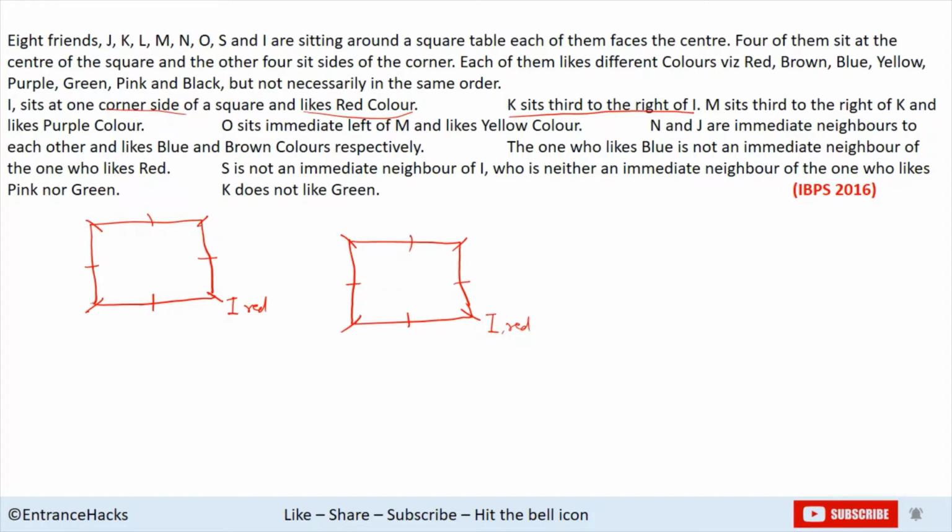Third to the right of I, in case of facing inwards, would be anti-clockwise. K would be sitting here. Right now we don't know K's color, so we won't write anything with K. Now the third statement is M sits third to the right of K. So M would be sitting 1, 2 and 3 here, and likes purple color. So M purple.